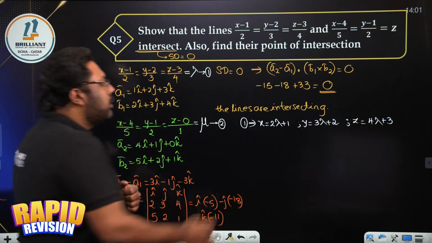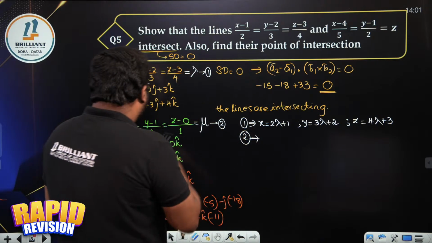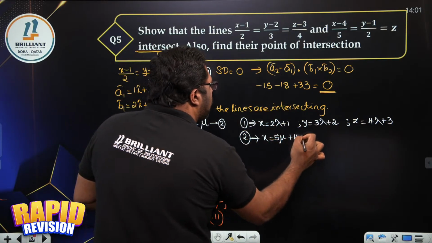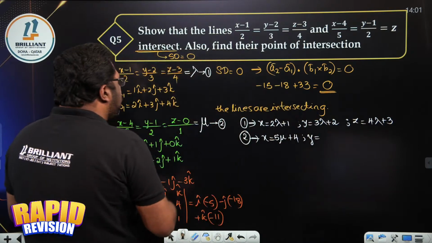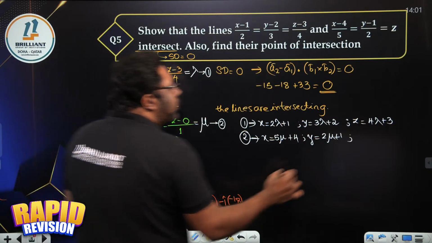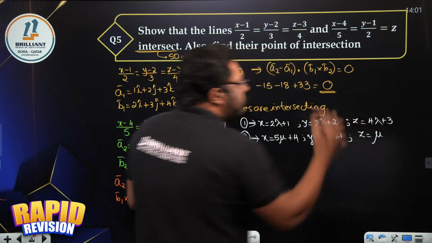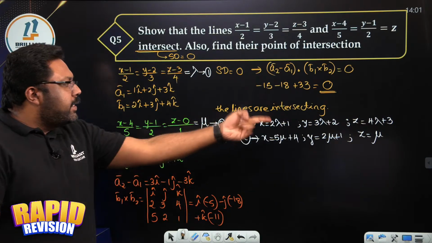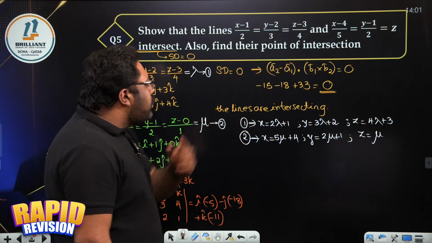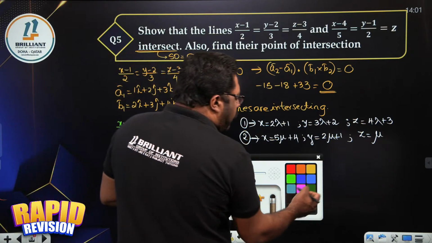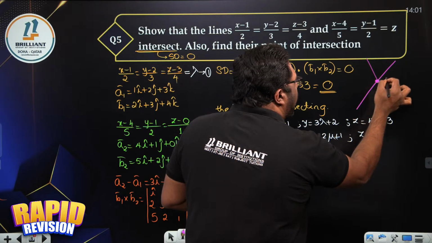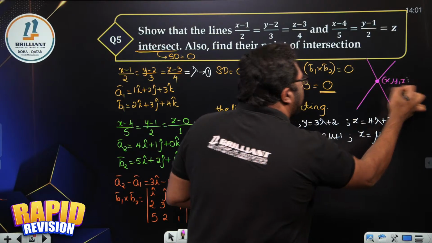Okay? Keep it. Equation number 2. X is equal to 5 mu plus 4. Y is equal to 2 mu plus 1. Z is equal to mu. I got 3 sets of equations which belong to the point of intersection of 2 lines. 2 lines are intersecting somewhere, and this point is XYZ.